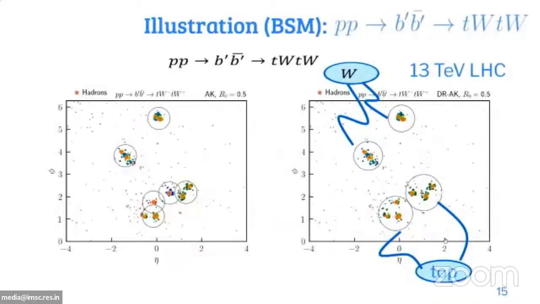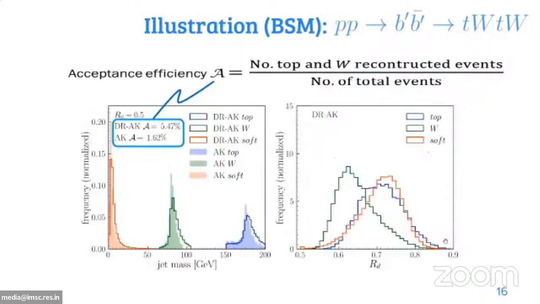So this is the first illustration, and then the illustration from a different theory where we have two tops and two W. Here also we can see on the left it is for anti-kT with 0.5 radius, and the top could not be captured as a whole, whereas on the right side we can see that we could capture both the tops very effectively with this algorithm. And again we get a fourfold or like 3.5-fold gain in the acceptance. So that is the thing.